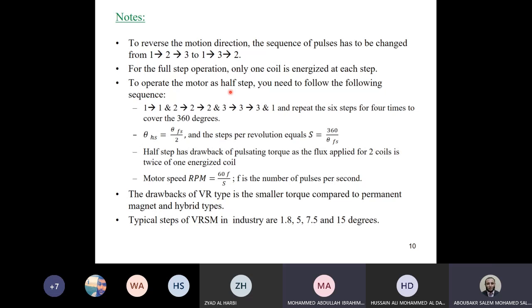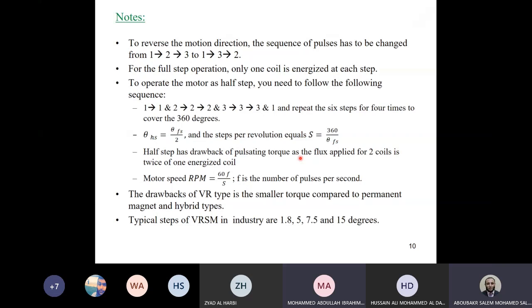Right. The second note, for full step operation, we energize only one coil each step. But for half step operation, we need to energize one coil, then two coils together, then one coil, and so on. So this is the sequence of the half step operation. The half step angle equals the full step angle divided by 2. And the number of pulses per revolution equals 360 divided by the step angle.